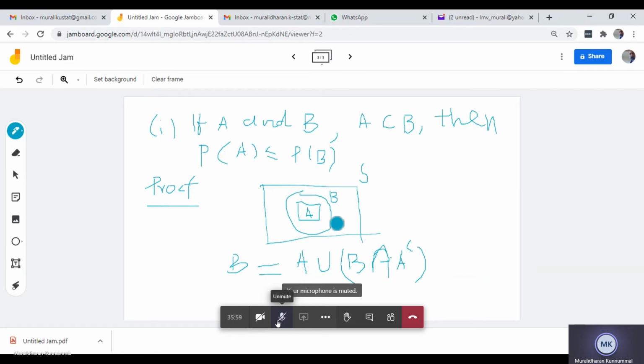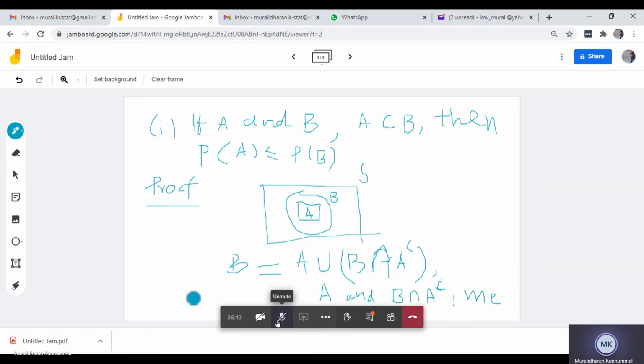Can you guess why we are writing this way? Why are we forming a union of two mutually exclusive events? Tell me. A and B intersection A complement are mutually exclusive events. Why are we writing this? Because we have to use the second axiom of our probability definition, the axiomatic definition. A and B intersection A complement are mutually exclusive. Therefore, next step you will have to write.